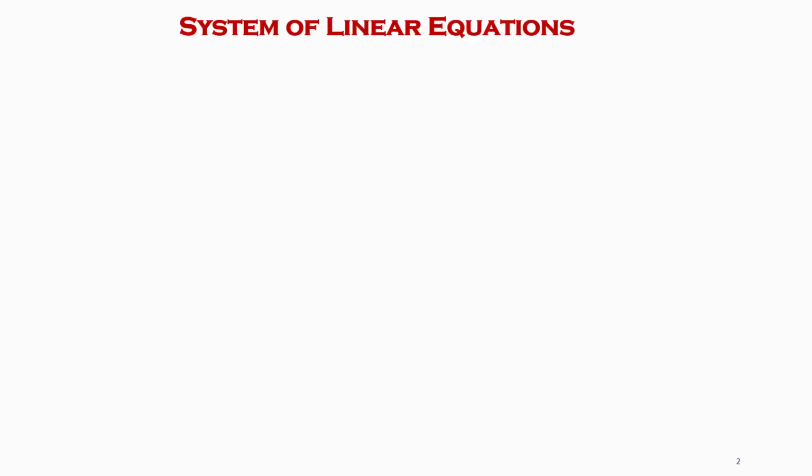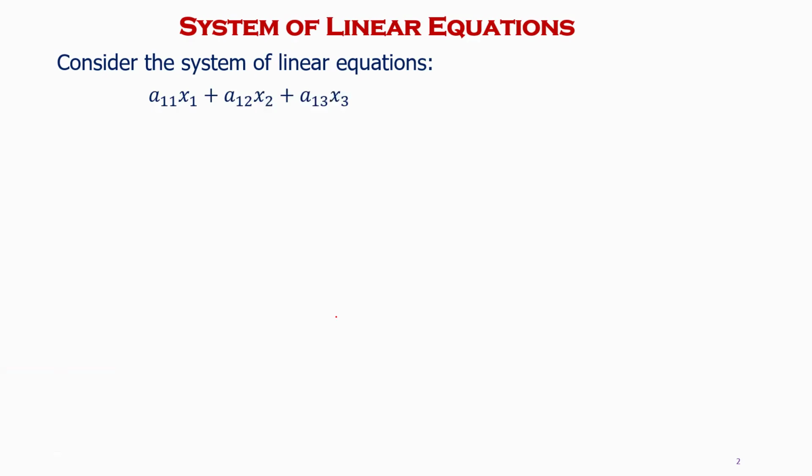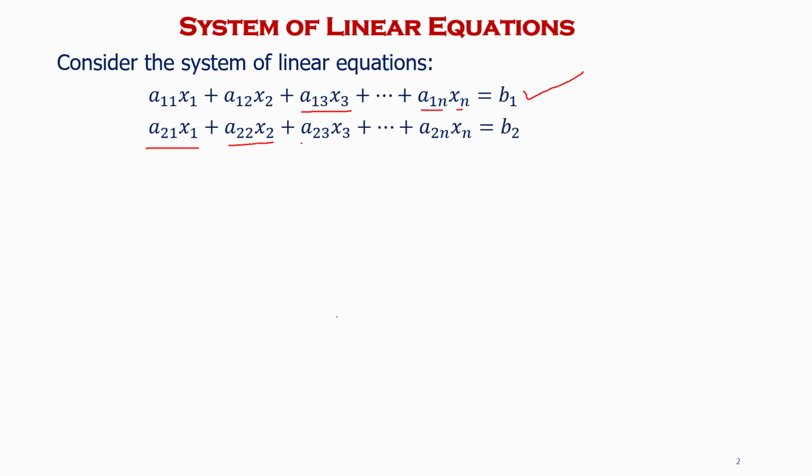So today we discuss system of linear equations. Consider the system of linear equations. a11 x1 plus a12 x2 plus a13 x3 plus up to a1n xn is equal to b1. Similarly, a21 x1 plus a22 x2 plus a23 x3 up to a2n xn is equal to b2. This is the second equation.